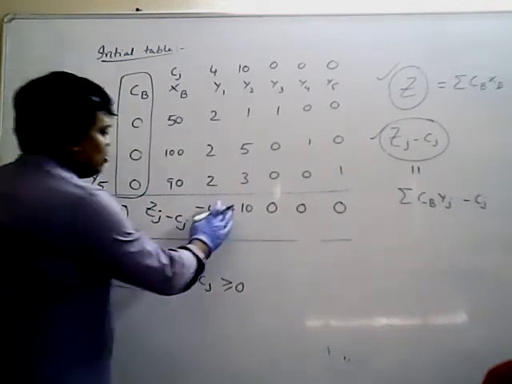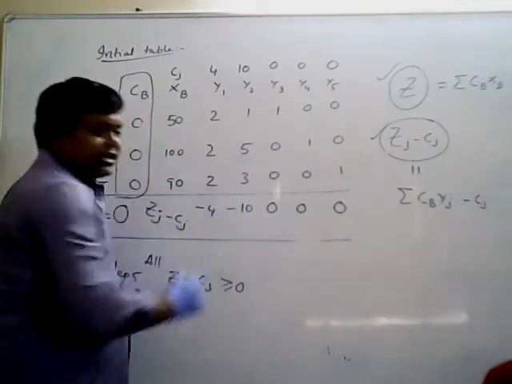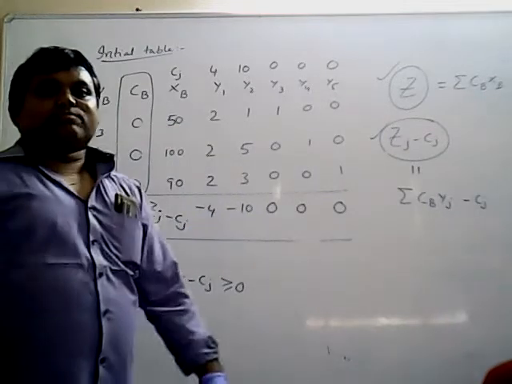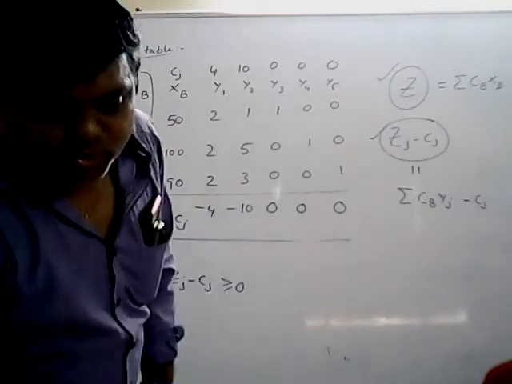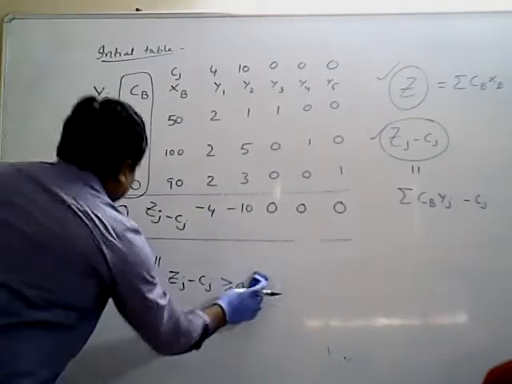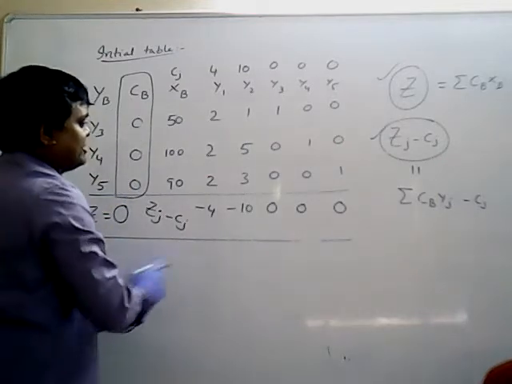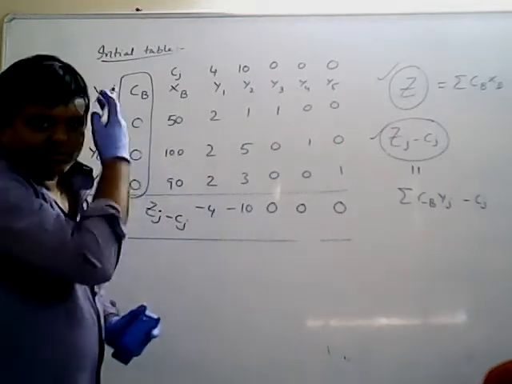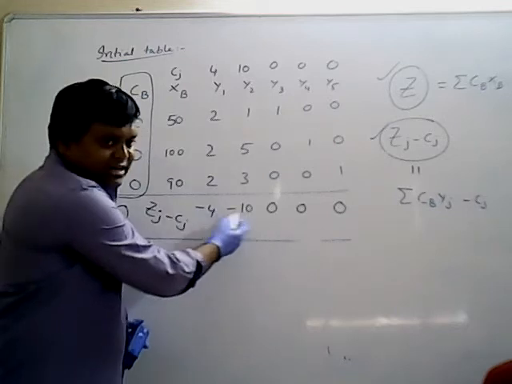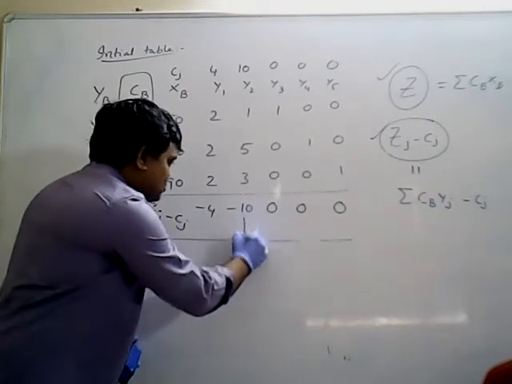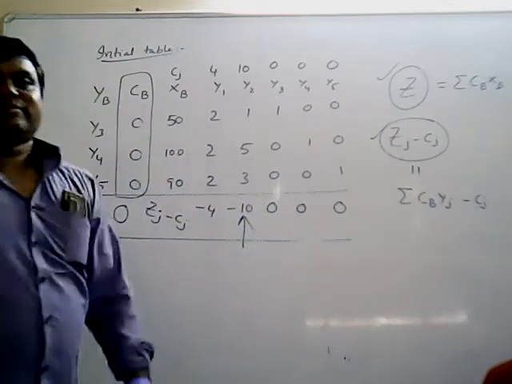If you get more than one negative, as in this particular problem, always choose the most negative. What is the most negative here? Minus 4 or minus 10? Ignore the negative sign. What is the bigger value, 4 or 10? 10. So choose the most negative. I am choosing the most negative.